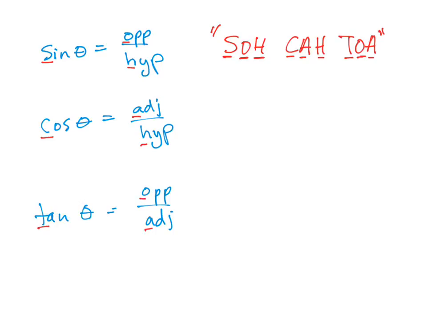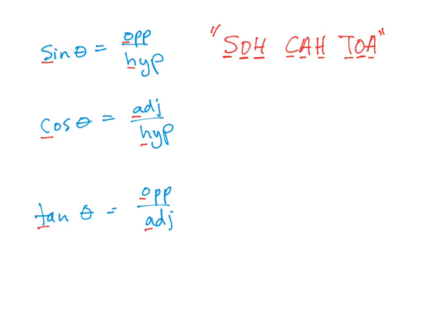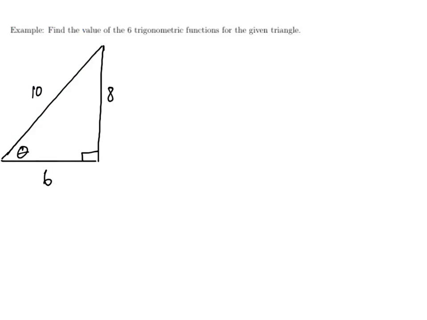So tangent is opposite over adjacent. Now, if you can remember the primary trig functions, coming up with the secondary trig functions is easy. If we know sine is opposite over hypotenuse, we can very easily get cosecant by just taking the reciprocal, and so on for secant and cotangent. So let's do a couple examples of using these trig functions.